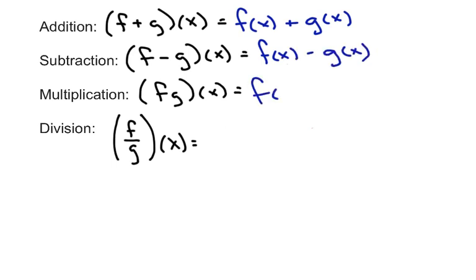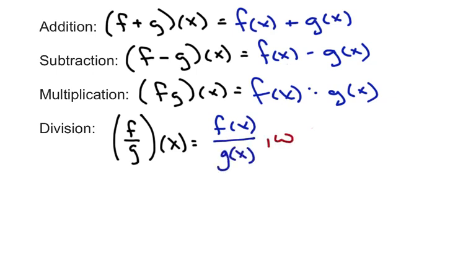Multiplication is the same way. Take f of x times g of x. And division is the same way. But we do have to pay attention with division. It is going to be f of x over g of x, but we have to pay attention because we can never have the denominator of a fraction equal 0.